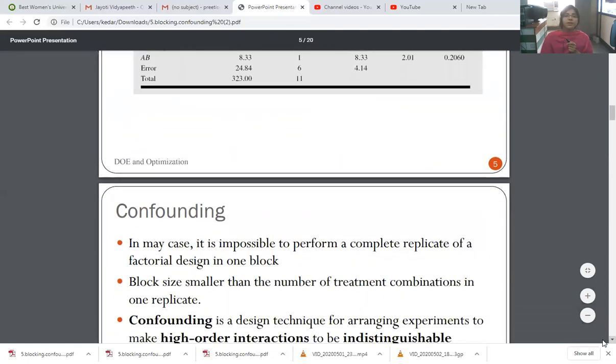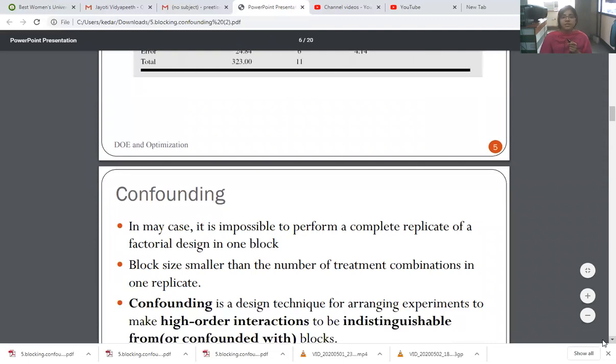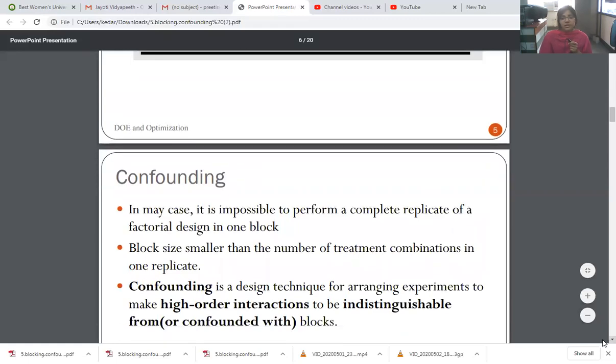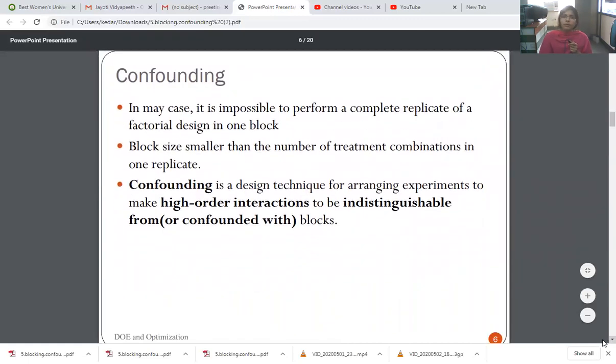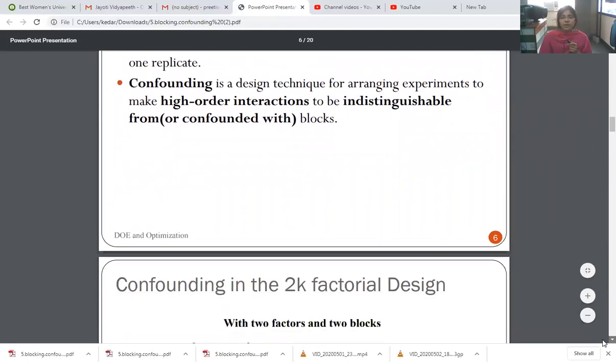Now we come to confounding. What is confounding? In some cases it is impossible to perform a complete replicate of a factorial design in one block, and the block size is smaller than the number of treatment combinations in one replicate. Confounding is a design technique for arranging experiments to make high-order interactions indistinguishable from, or confounded with, blocks. So blocking and confounding are both relevant to each other.